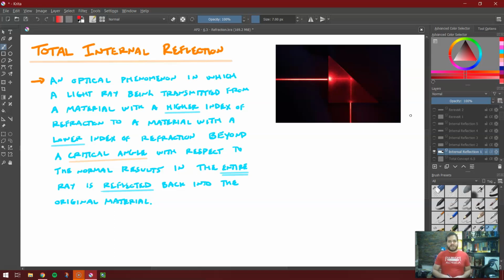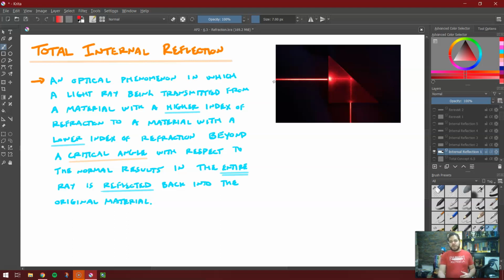Total internal reflection is an optical phenomenon in which a light ray being transmitted from a material with a higher index of refraction to a material with a lower index of refraction at an angle beyond the critical angle with respect to the normal results in the entire ray being reflected back into the original material.